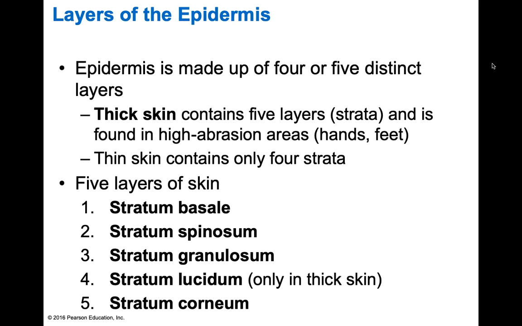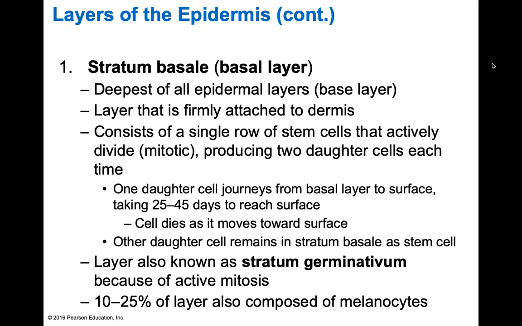It's the most outer, most superficial layer. Okay, and of course, your thin skin would be lacking the stratum lucidum. It would have 1, 2, 3, and 5 in the thin skin. Thick skin has all 5. So we're going to start from the bottom and work our way to the top, as goes life, right?